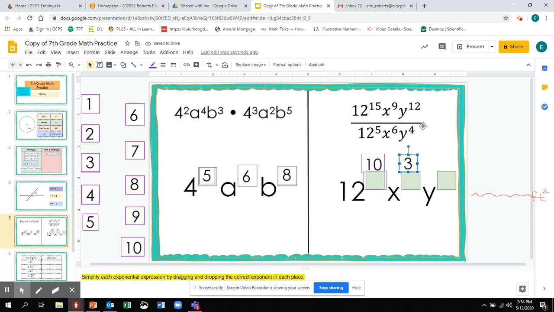And finally, for y, I'm going to do y to the 12th divided by y to the 4th. So I'll do 12 minus 4, which gives me 8. So this becomes 12 to the 10th, x to the 3rd, y to the 8th.